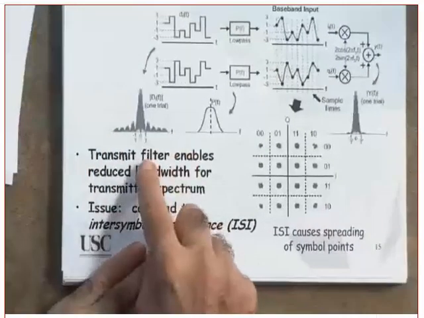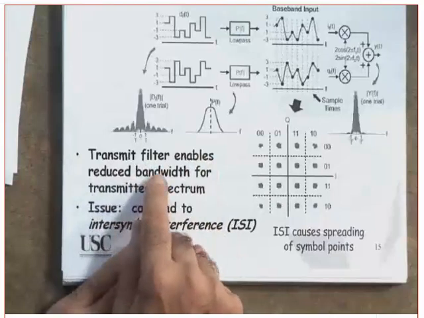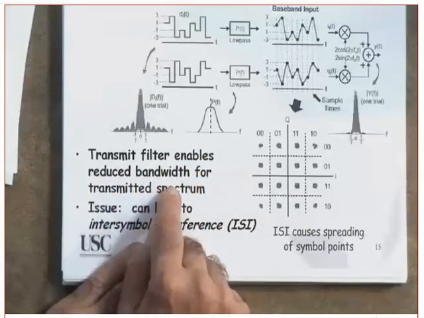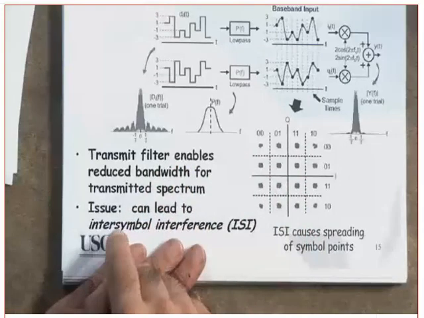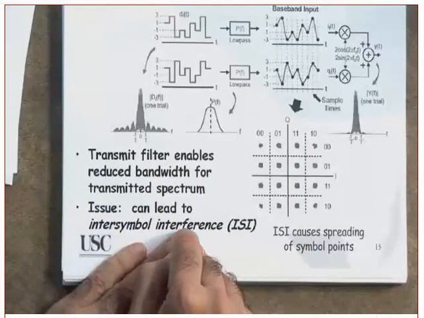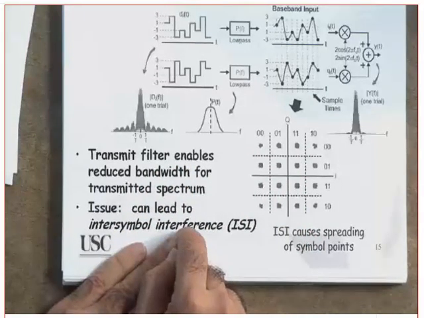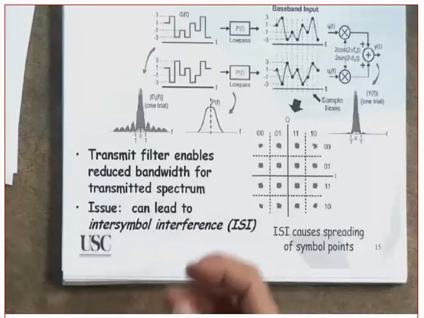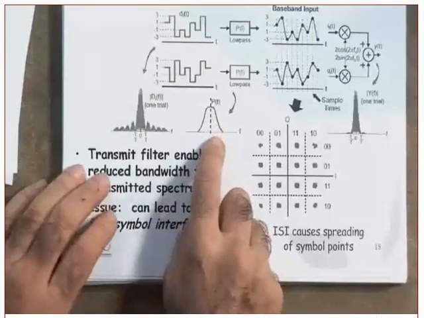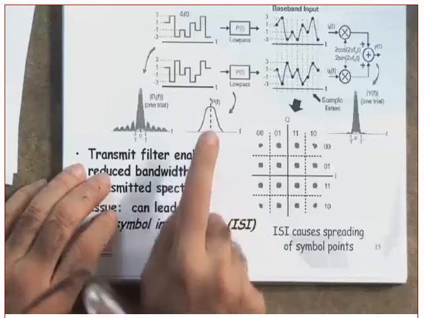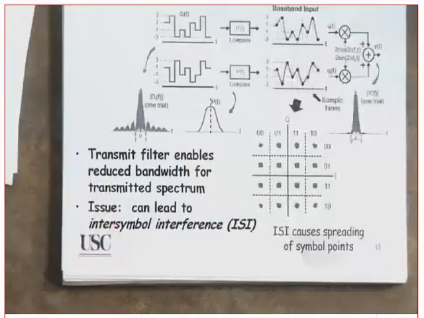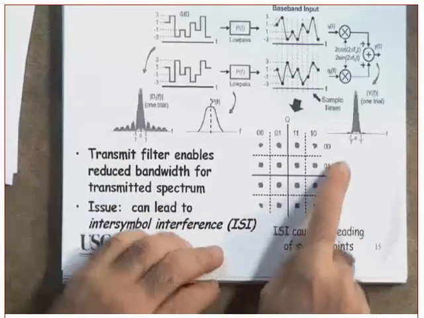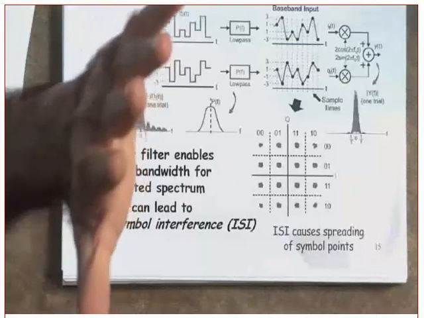The transmit filters enable reduced bandwidth for the transmitted spectrum. But what is the problem? The problem is that it might lead to inter-symbol interference. Why inter-symbol interference? When you apply something to a low-pass filter which is not ideal, the output pulse will get smeared. Let me explain to you a little bit better. Did this frequency shrink?